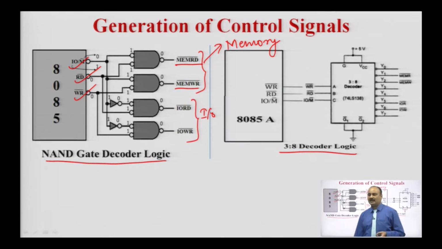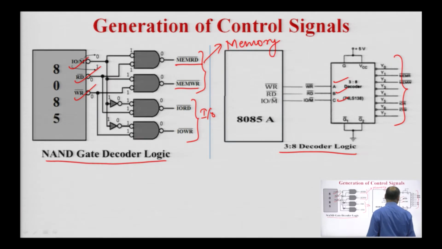This decoder has three inputs, that is input A, input B, input C, and 8 active low outputs, that is Y0, Y1, Y2, Y3, Y4, Y5, Y6 and Y7. These are the active low outputs. With the help of the combination of these three inputs A, B and C, the 8 active low outputs can be selected, or we can say that the output gets activated depending on the combination of the input we apply at the 3:8 decoder.